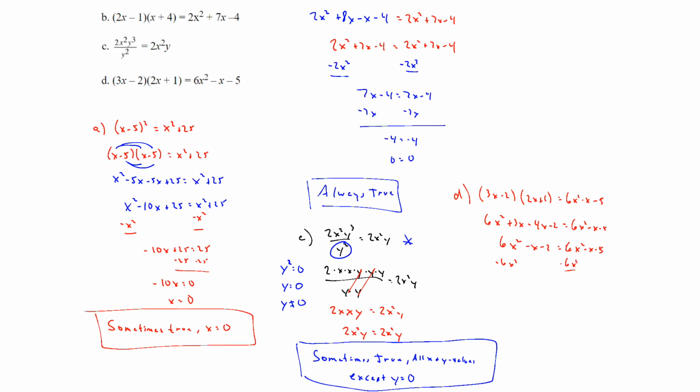You might see, once again, what's happening. So this would be negative x minus 2 is equal to negative x minus 5. We'll add the x's to both sides. They cancel out. And we're left with negative 2 equals negative 5. So this is not a true statement, never will be a true statement. So this one would be never true.